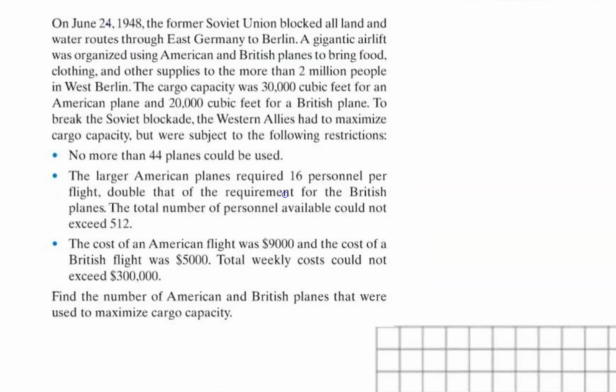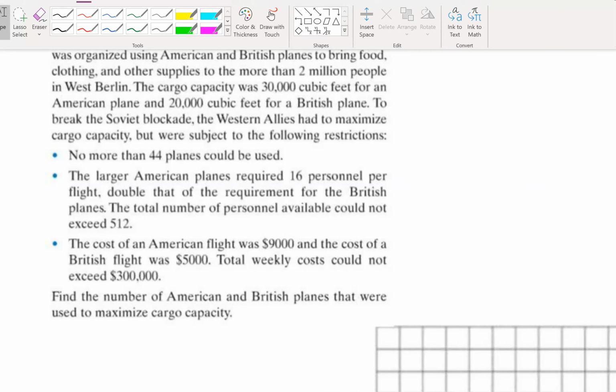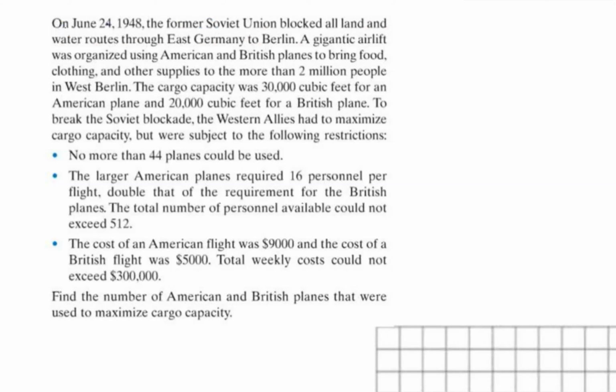Let's look at example 3. Example 3 says, on June 24th, the former Soviet Union blocked all land and water routes through East Germany to Berlin. A gigantic airlift was organized using American and British planes to bring food, clothing, and other supplies to the more than 2 million people in West Berlin. The cargo capacity was 30,000 cubic feet for an American plane and 20,000 cubic feet for a British plane. To break the Soviet blockade, the Western Allies had to maximize cargo, but were subject to the following restrictions.